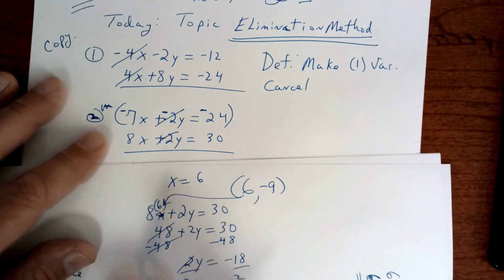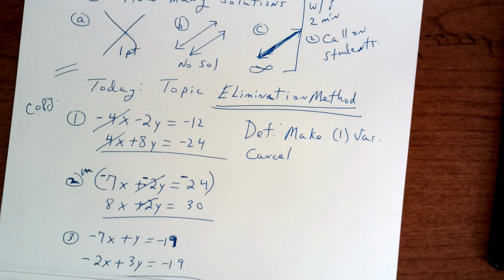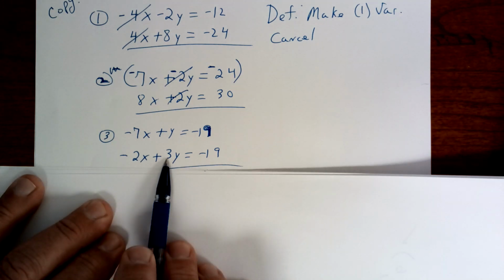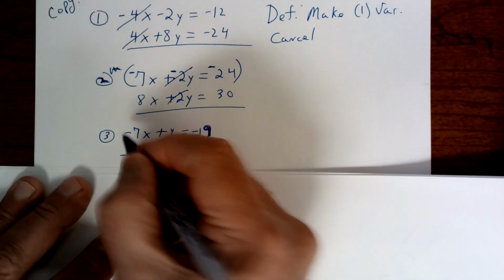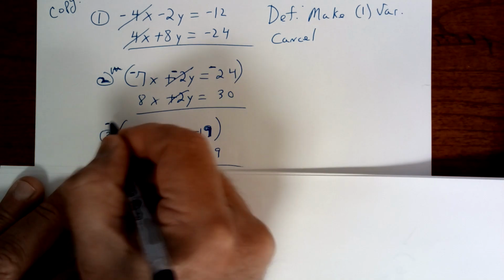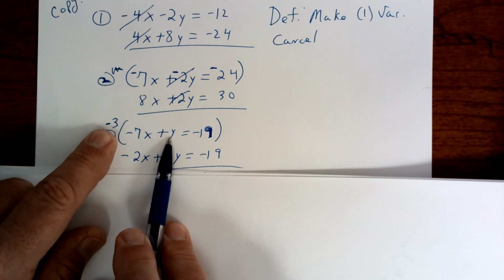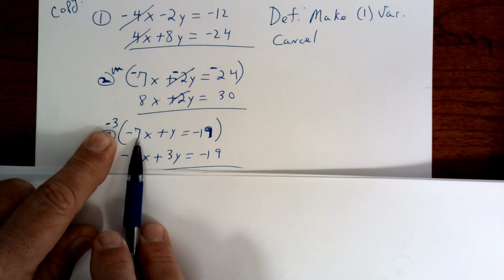All right, last one. Let's try this one. There's actually 2 more. I'm just going to show you how to do this one. You see how this is 3y and this one is just 1y? If this was a negative 3y, these would cancel. So you want to multiply this whole thing by negative 3. And when you do, you're going to get a negative 3y, and then these cancel. But you still have to multiply the other numbers by negative 3.